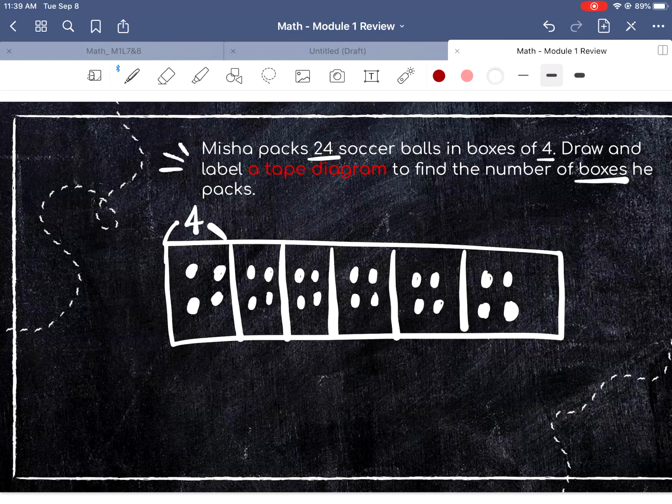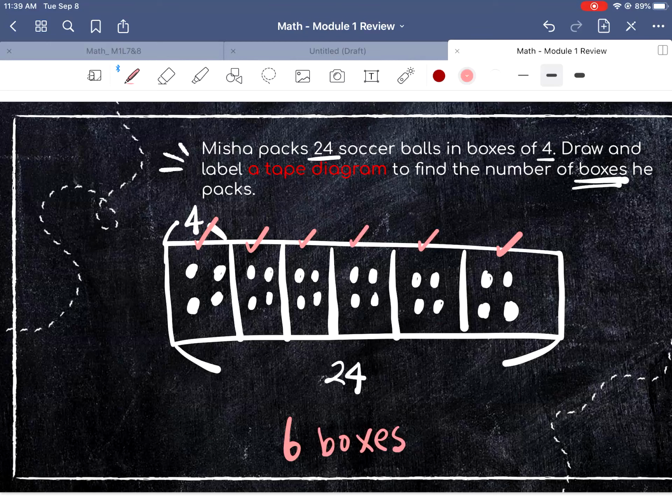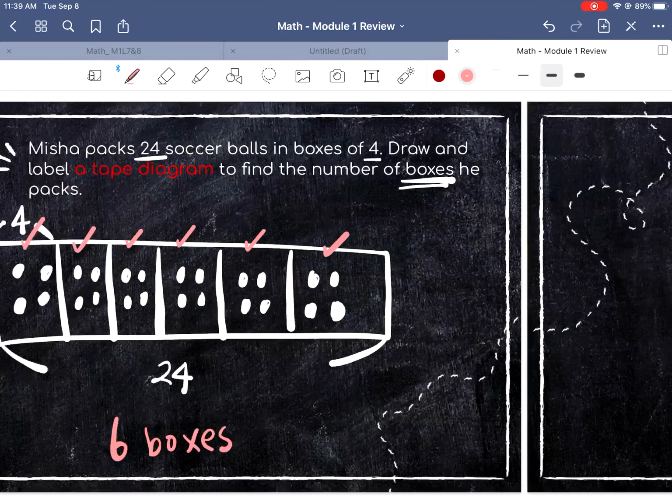I'm going to label it. So there are 4 soccer balls, and in total there were 24 soccer balls. And how many boxes do I have? I need to count the boxes inside my rectangle. 1, 2, 3, 4, 5, 6. So the answer is 6 boxes. So that's how we find the total number of boxes, not the total number of soccer balls.